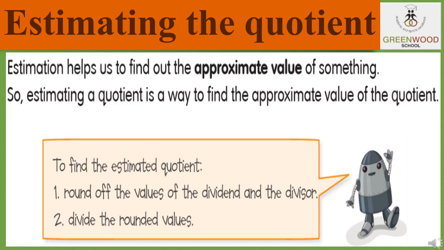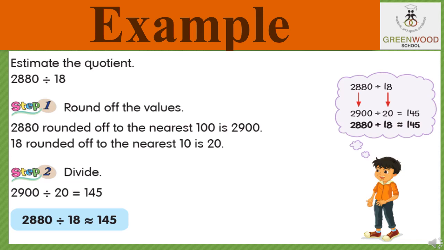Let's see an example. Estimate the quotient. Divide 2880 by 18. Step 1, round off the values. 2880 rounded off to the nearest hundred is 2900. 18 rounded off to the nearest 10 is 20. Step 2, divide 2900 by 20. The answer, that is the quotient you will get, is 145. But this is the estimated quotient, not the actual one.